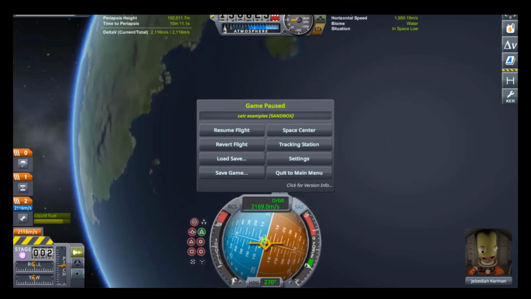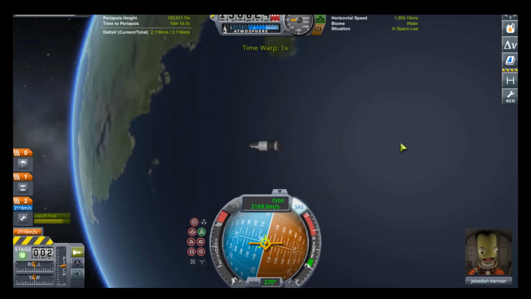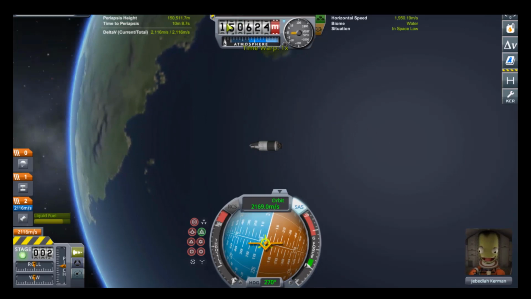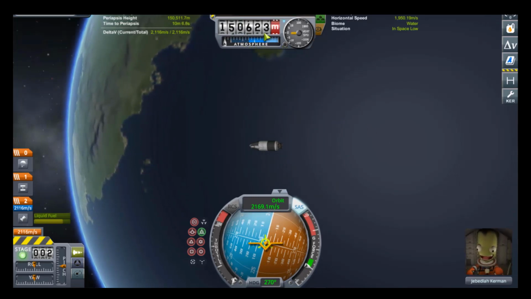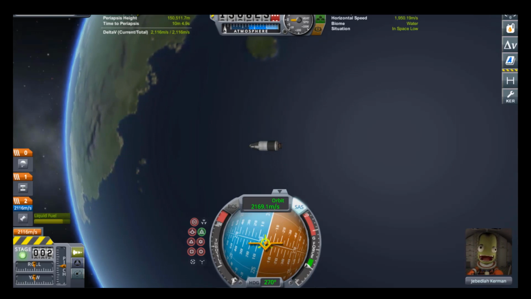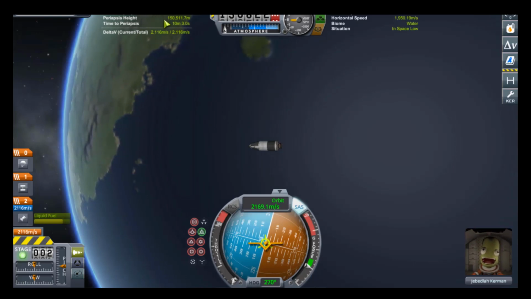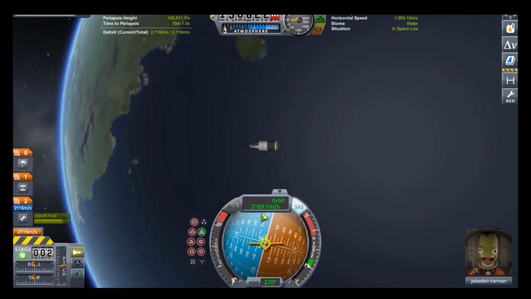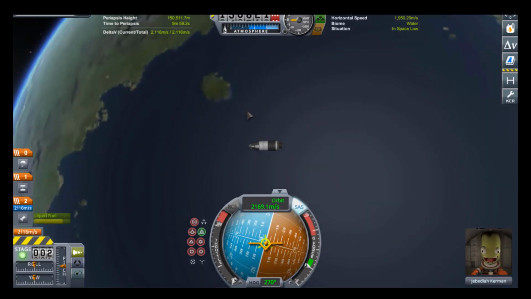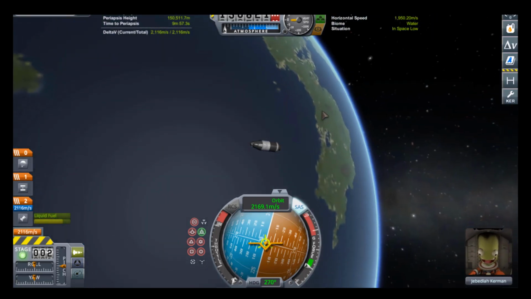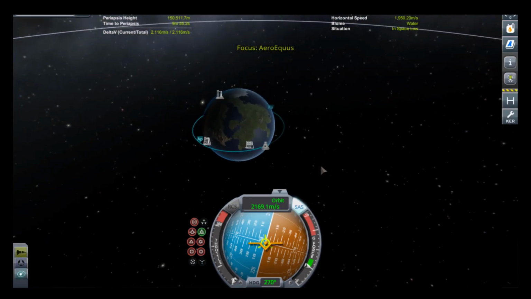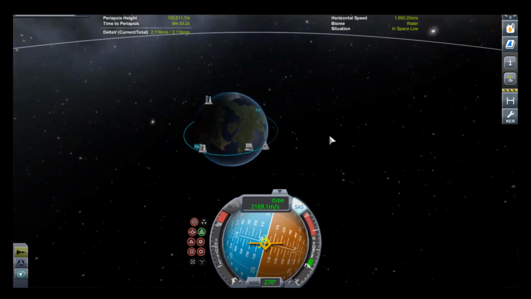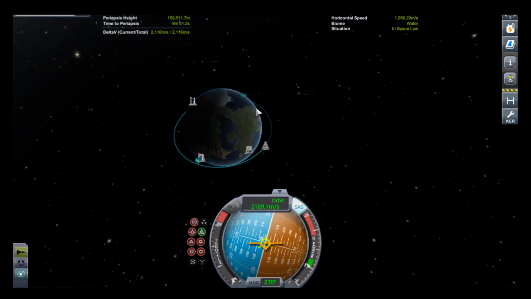happens. So here I am at about 150,000 meters, so circular orbit pretty close to 150 kilometers, and a speed of about what I expect at that altitude. And I'm going to go through the process of creating an orbital maneuver to escape the influence of the planet.